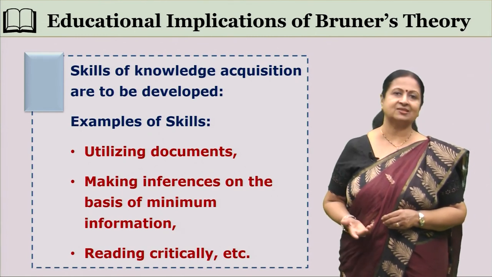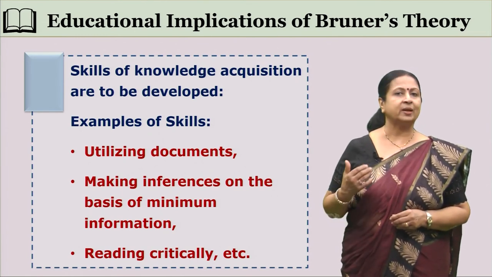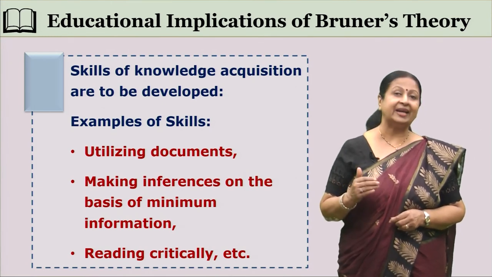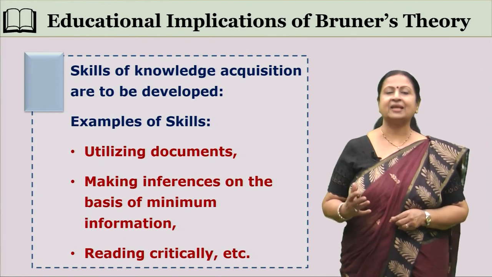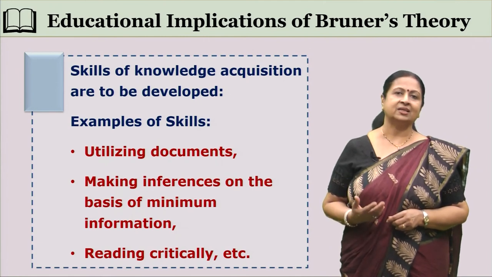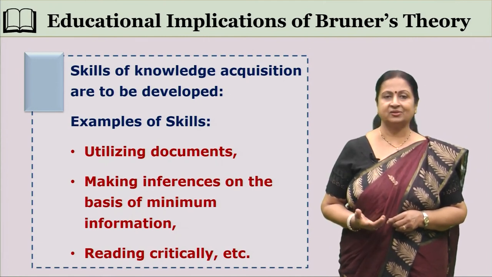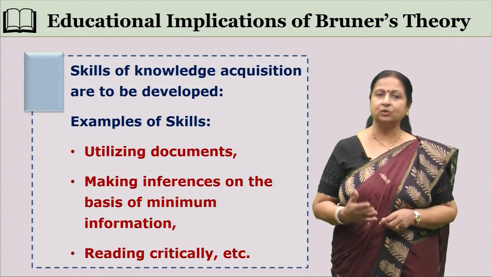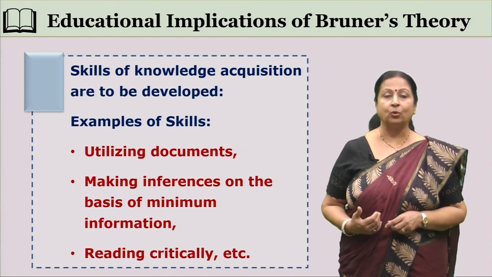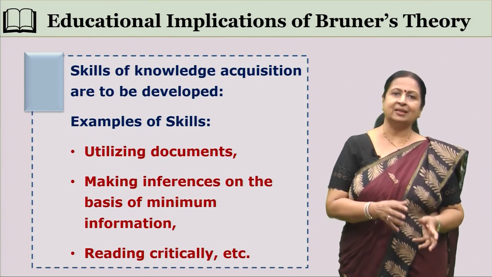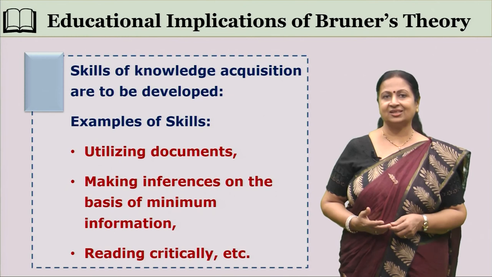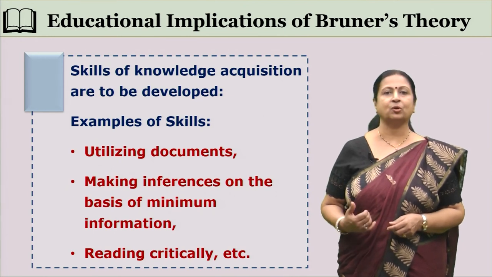The art of referencing is to be taught to them, and they should be able to make inferences based on the minimum information, and they should be able to read critically. Critical appraisals of certain things can be written by the students, and encourage discussions challenging certain beliefs, and all such things will make children inquire into that phenomenon, think independently and then come to a conclusion on their own. And this will put them in the place of a discoverer, where they will be acquainted with the process of knowledge generation rather than the mere product.